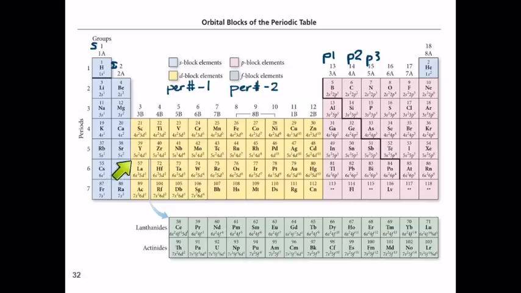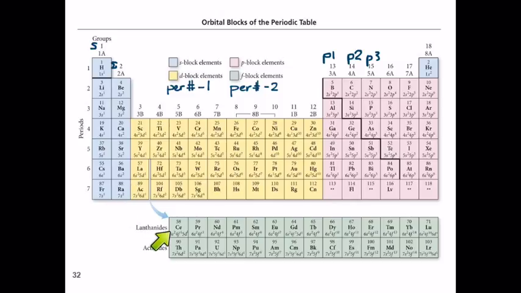So we go across here, this is filling up the 4D, then we come to 5P, 1 through 6. We come to 6S. We come to 5D, and then there's this little gap here, right? And notice the numbers, there's a disconnect. 57 to 72, something's missing.